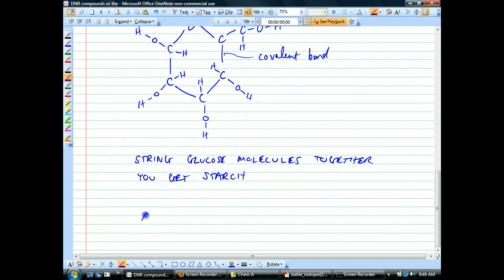But if we put these together, here's what you have. These are little hexagons, right? So this is a glucose molecule. It's a hexagon. And I can put these together, and your book has a nice picture of this, so if you don't like my picture.